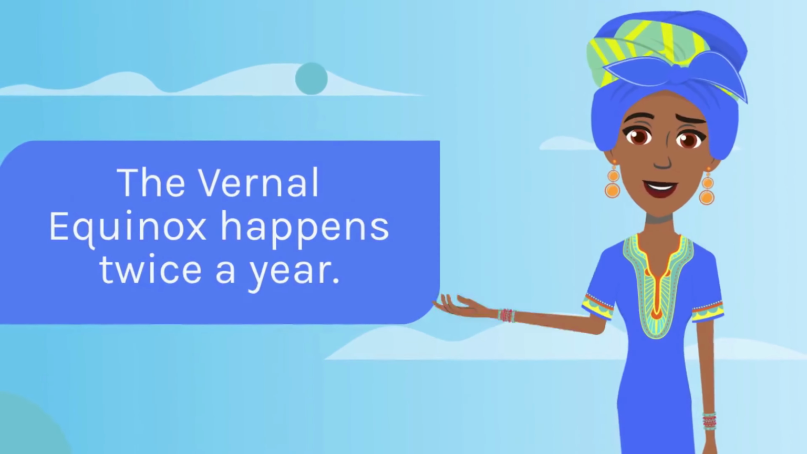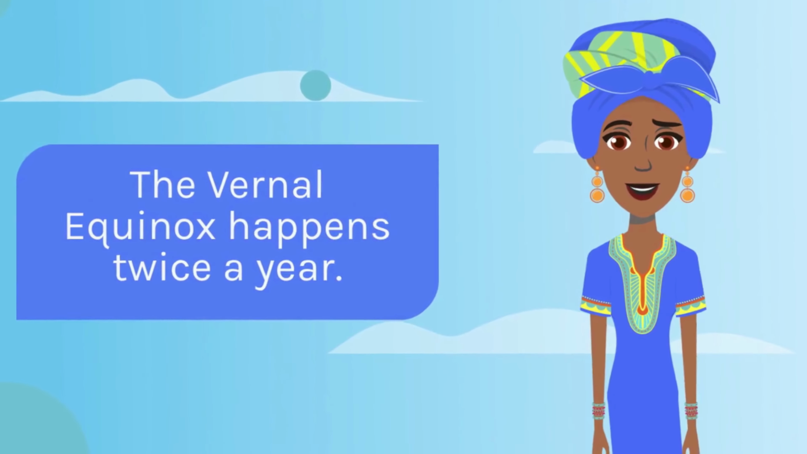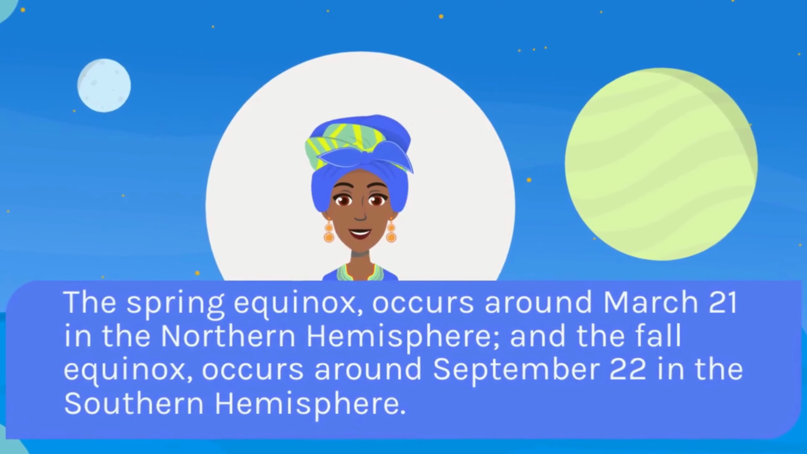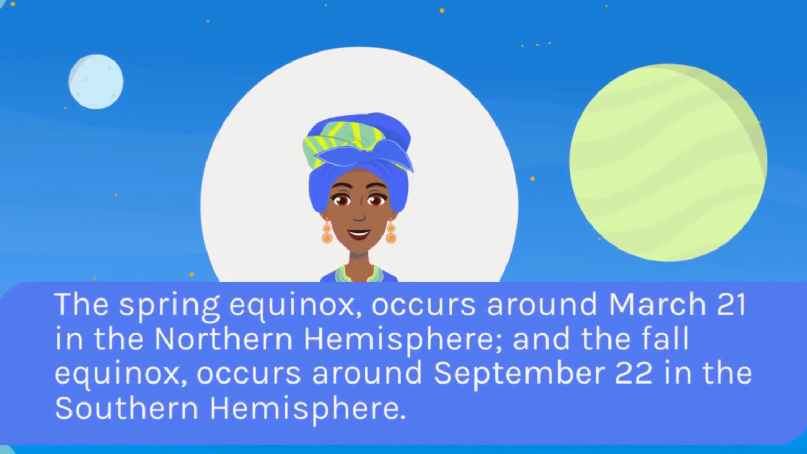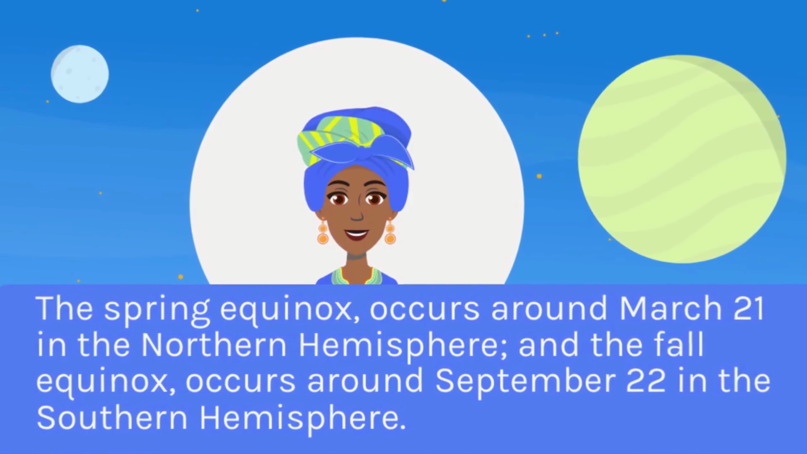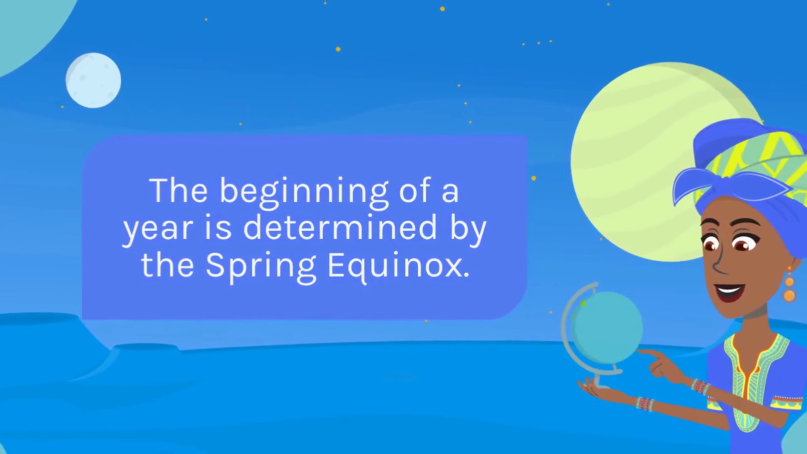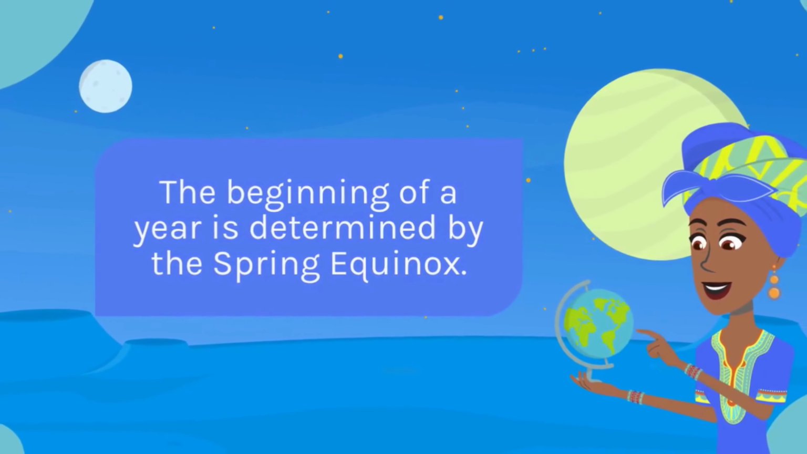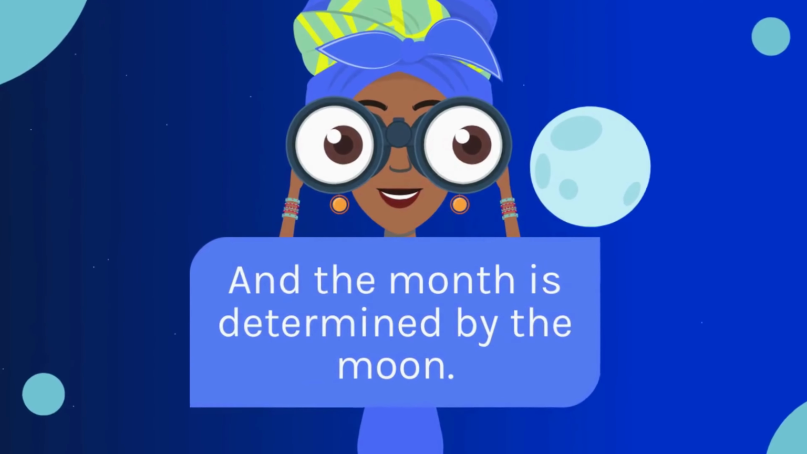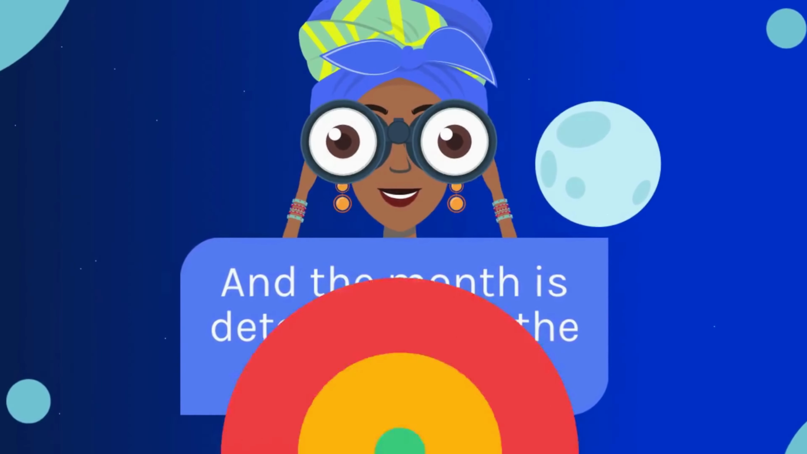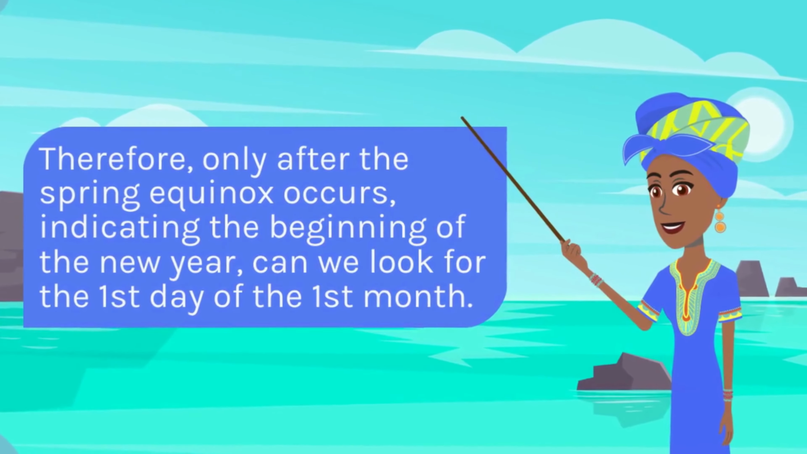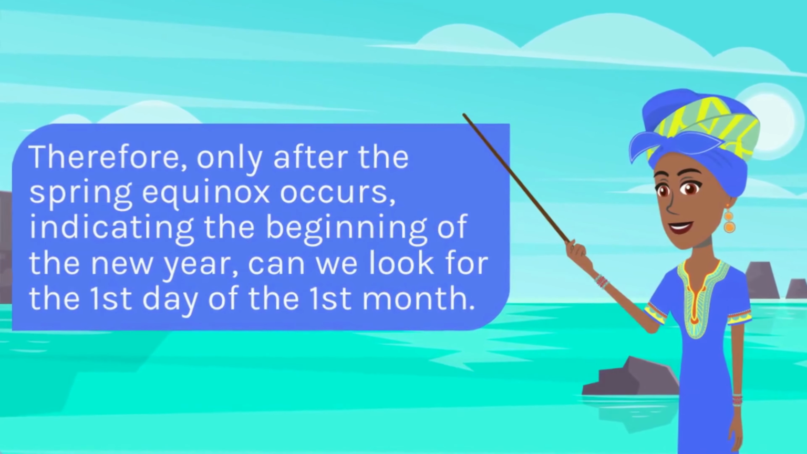The vernal equinox happens twice a year. The spring equinox occurs around March 21st in the northern hemisphere, and the fall equinox occurs around September 22nd in the southern hemisphere. The beginning of a year is determined by the spring equinox, and the month is determined by the moon. Therefore, only after the spring equinox occurs, indicating the beginning of the new year, can we look for the first day of the first month.